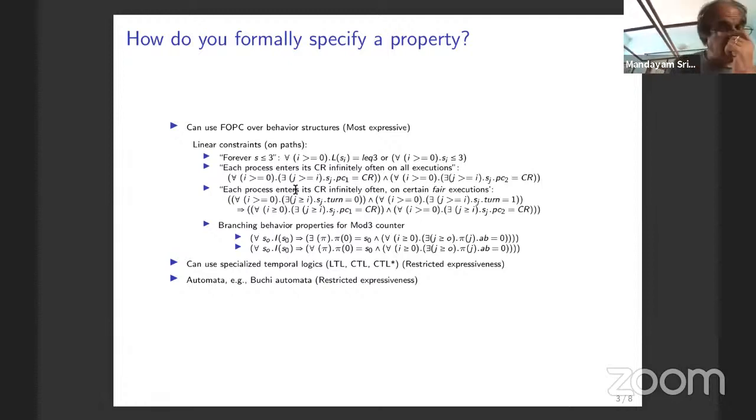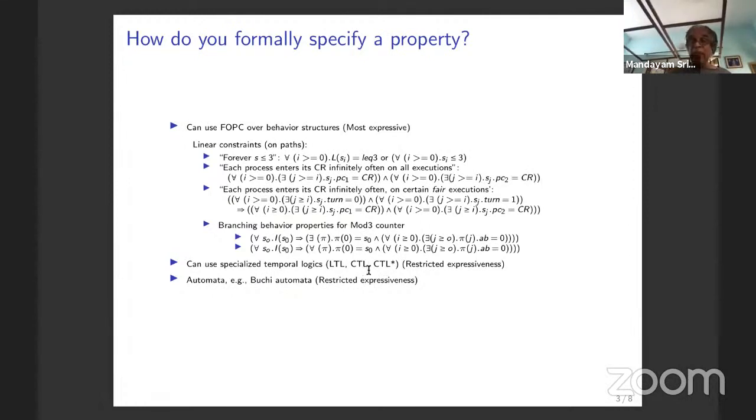So with that motivation, I will start introducing, and we'll specifically start looking at CTL star, which is able to express properties or constraints over branching time behavior or linear time behavior.